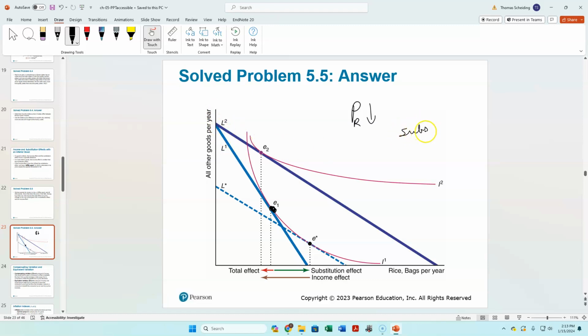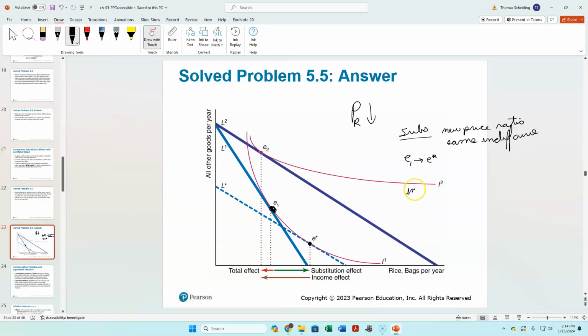Or again, the substitution effect. We want the new price ratio, but we want the same indifference curve. So what I do is I draw a line that's exactly parallel, same slope as my new budget constraint, and I bring in that dashed line inwards until it just touches the original indifference curve at one point. That would be right here. So my substitution effect is taking me from E1 to E star.